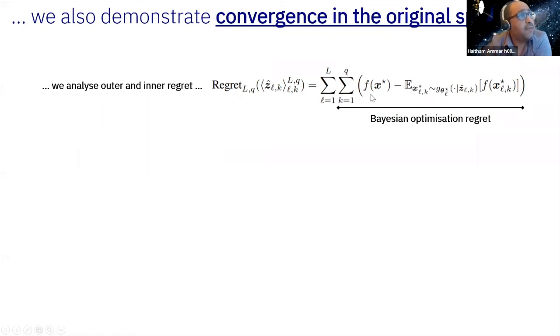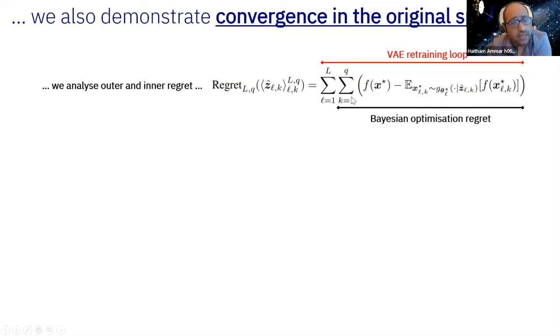So here, this summation over K, that's just the summation over the Bayesian optimization steps. f of x star is the true optimum in the original space. And this part here is our belief over what the function is from our algorithm. So this inner part is a standard, really. There's nothing fancy about the inner part. This is just the standard BO.